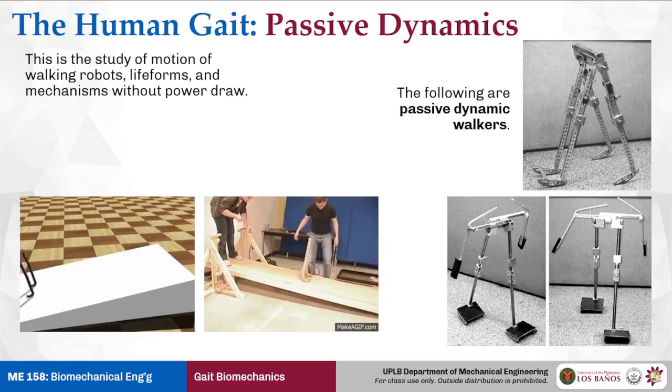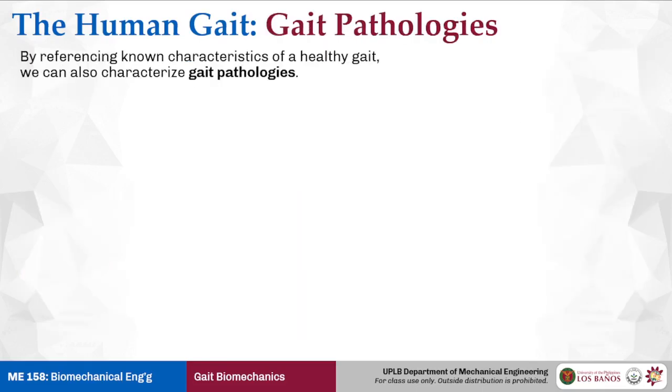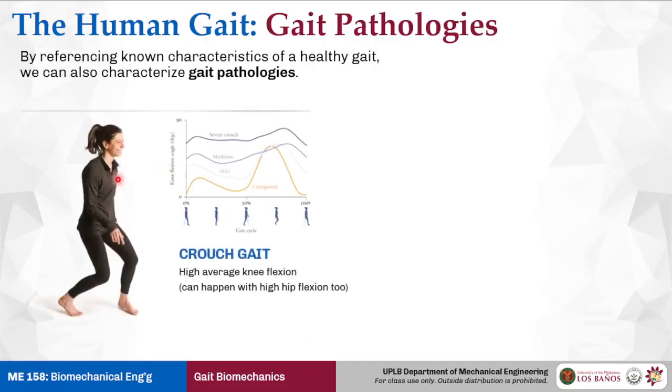So given this, we've explored the healthy walking gait. What happens when you have locomotive disorders? We're going to look at two kinds of disorders specifically. The first is the crouch gait. The yellow graph here is the healthy joint angle of your knee. What happens when you have the crouch gait is that your knee is flexed most of the time. So it's flexed in this way most of the time.